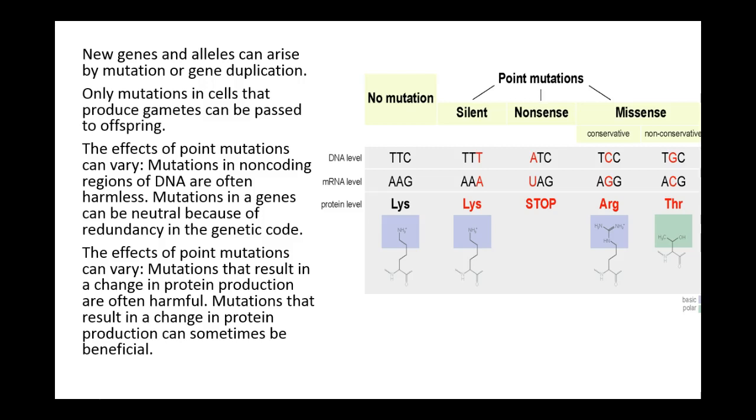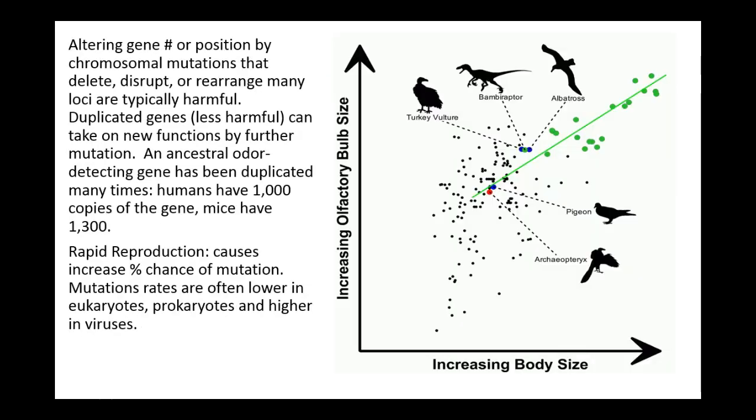And then they can also be neutral, particularly if there's already another sequence that codes for the same thing. The effects of point mutations, if they change a protein, like you're seeing over here, they can be very harmful. If a protein isn't made or the wrong protein is made, that can be harmful. But every once in a while, a mutation that makes a new protein can be beneficial, but for the most part, it's harmful. These are called point mutations. Very wild and interesting application of this idea. Altering the gene number or position, with regard to chromosomal mutations, can be disruptive or delete or rearrange. They're typically harmful, but duplicated genes are less harmful.